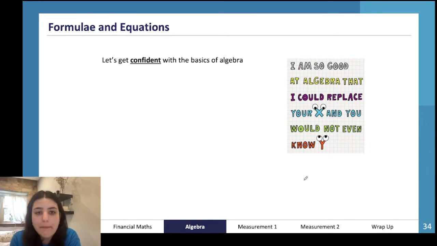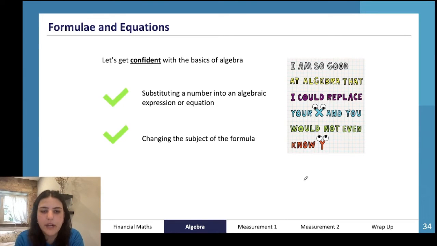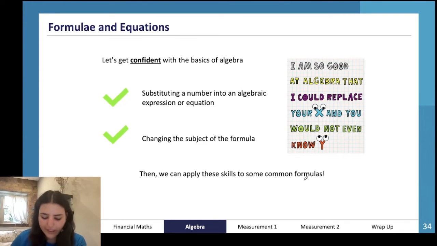All right, so we're going to get confident with the basics of algebra. We're going to have a look at substituting a number into an algebraic expression or equation, and we're also going to look at changing the subject of the formula. Once we know how to do that, we can then apply these skills to some common formulas.